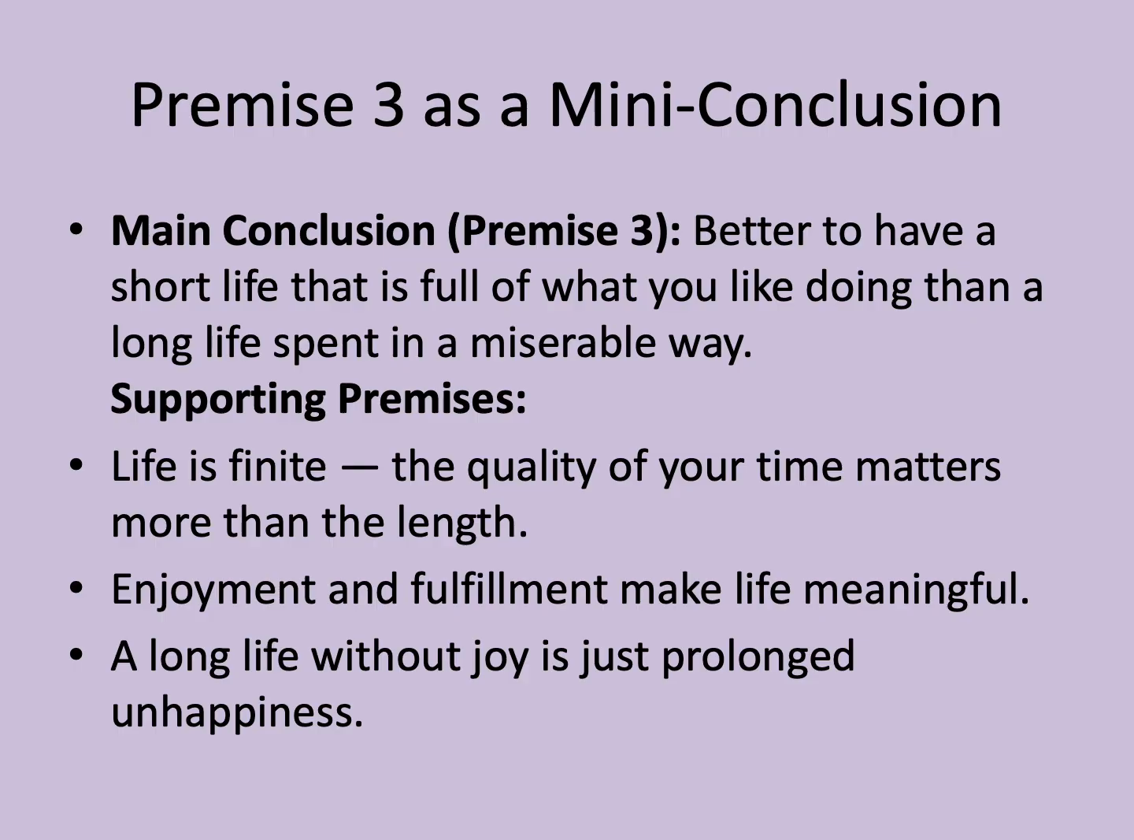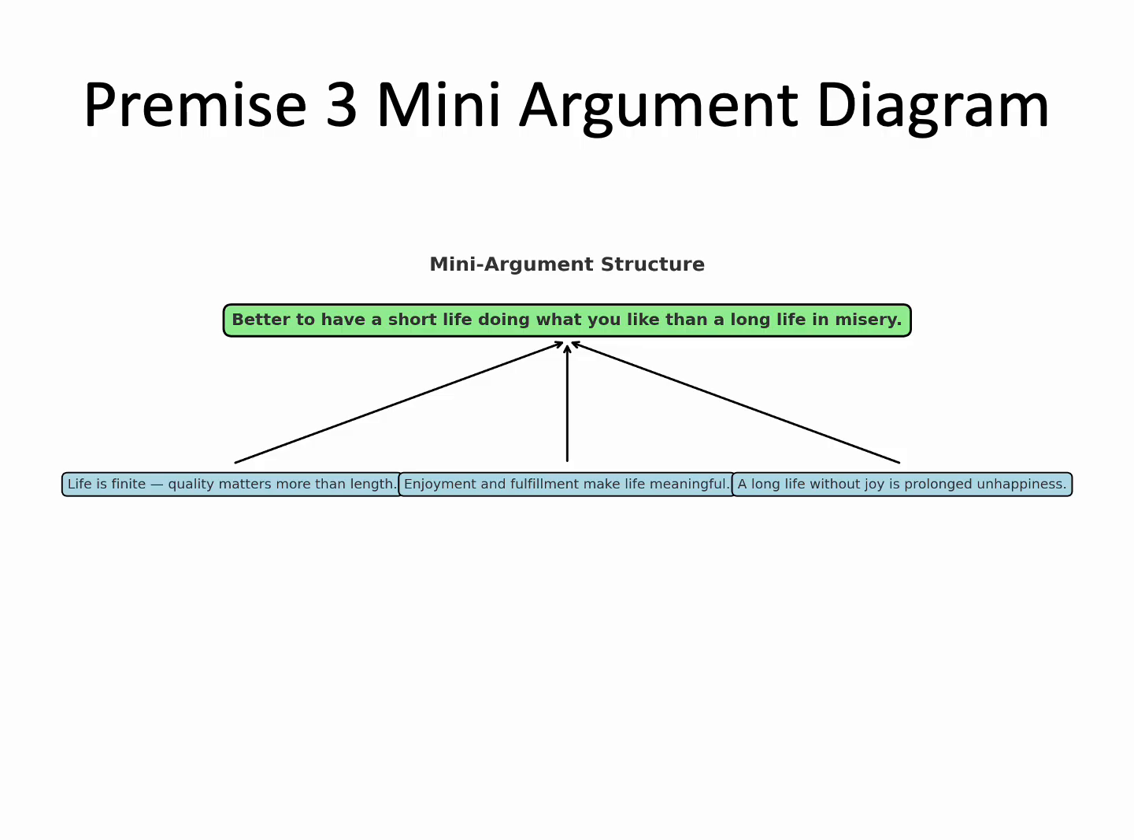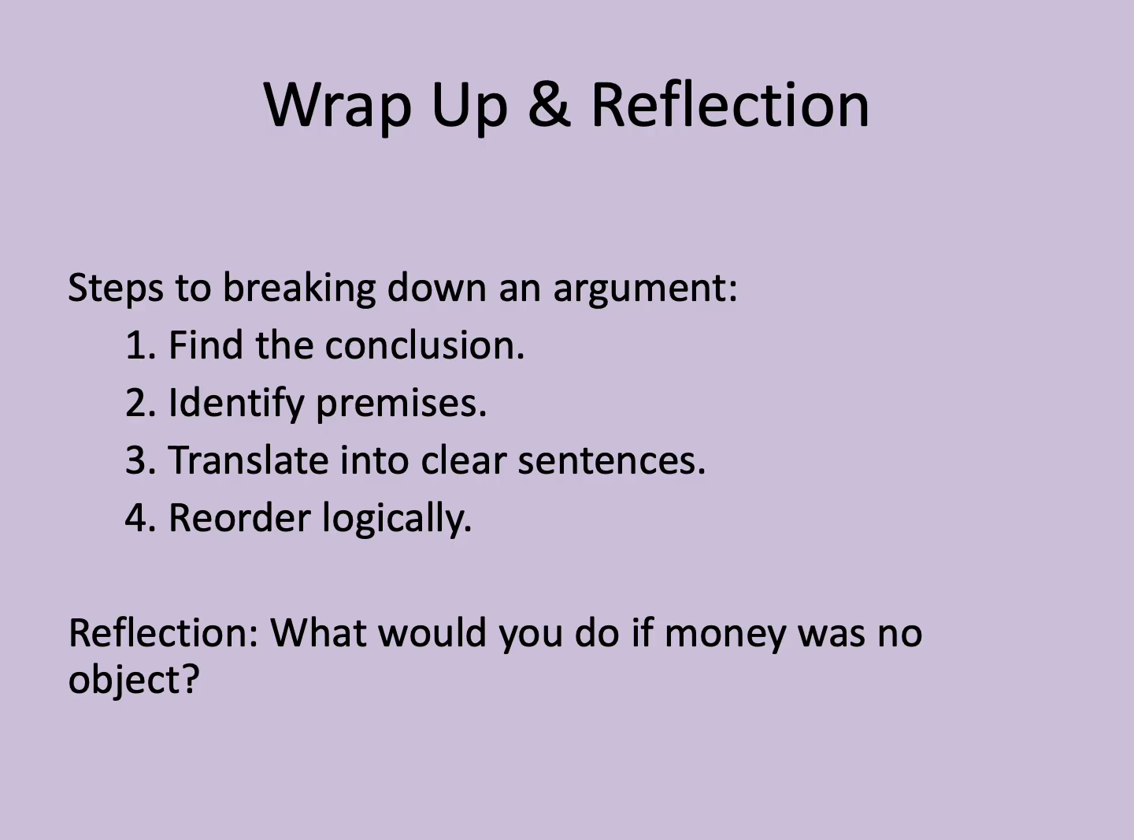Enjoyment and fulfillment make life meaningful. A long life without joy is just prolonged unhappiness. Here is our tent diagram for the third mini argument. Like before, the conclusion is in the green box at the top, supported by the premises in the blue boxes below, which have arrows leading to the conclusion. That was our detailed breakdown of the first three premises.